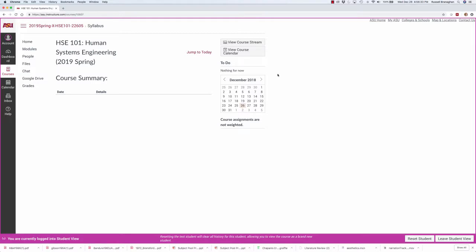I thought I would take this first opportunity to walk through Canvas, which is the learning management system, the syllabus, and a discussion of research participation. So let's start with that.